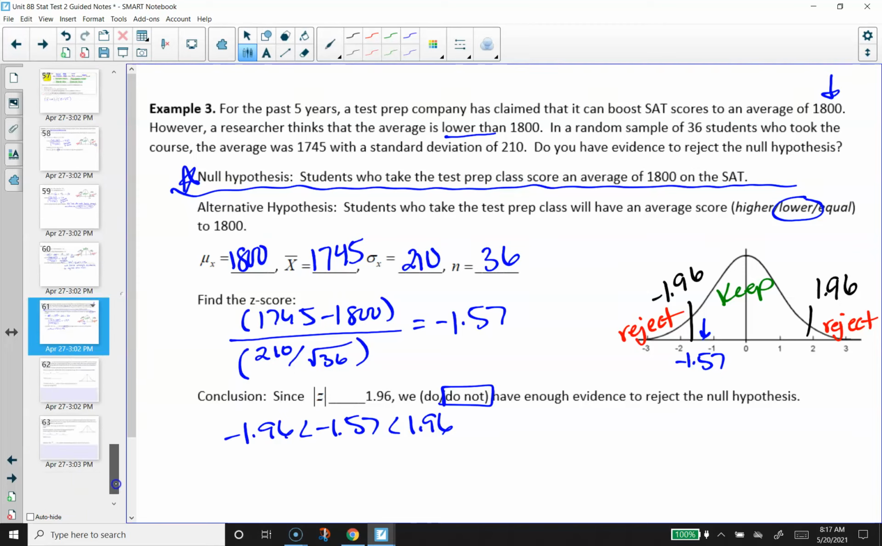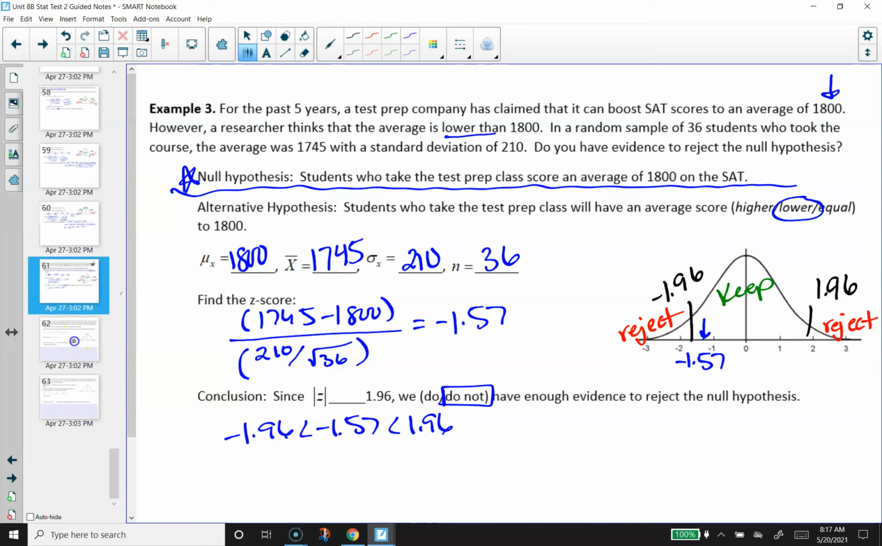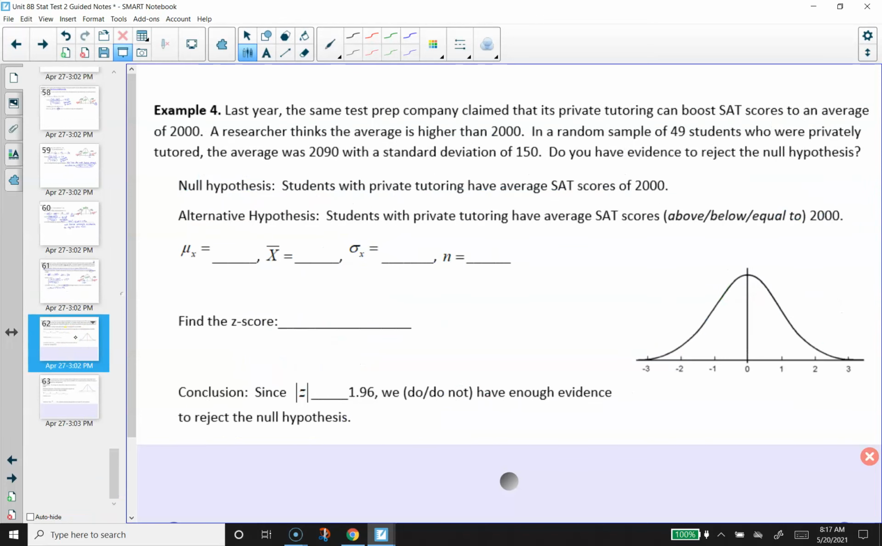All right, let's do one more together before you do one. Here we have last year the same test prep company claimed that its private tutoring can boost SAT scores up to an average of 2,000. Again, this is when it was out of 2,400 because you had the math, you had the reading, and you had to do the writing of the essay.